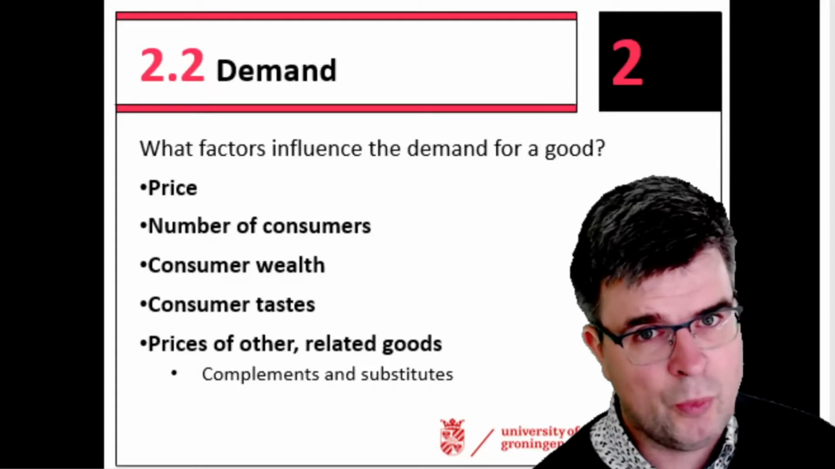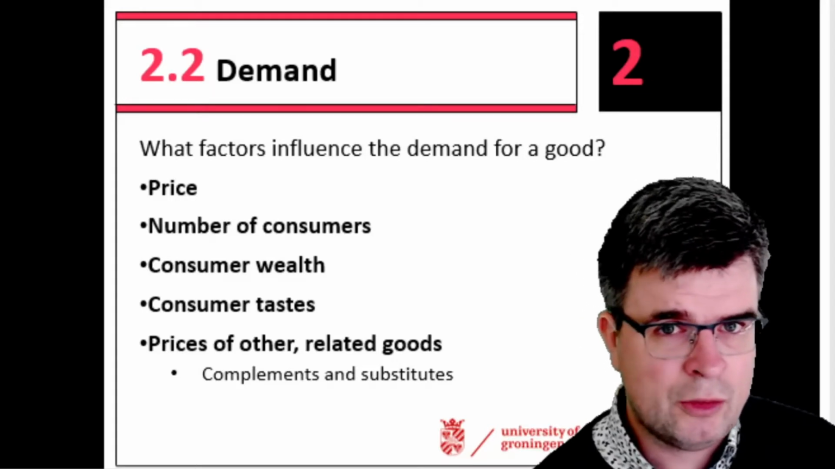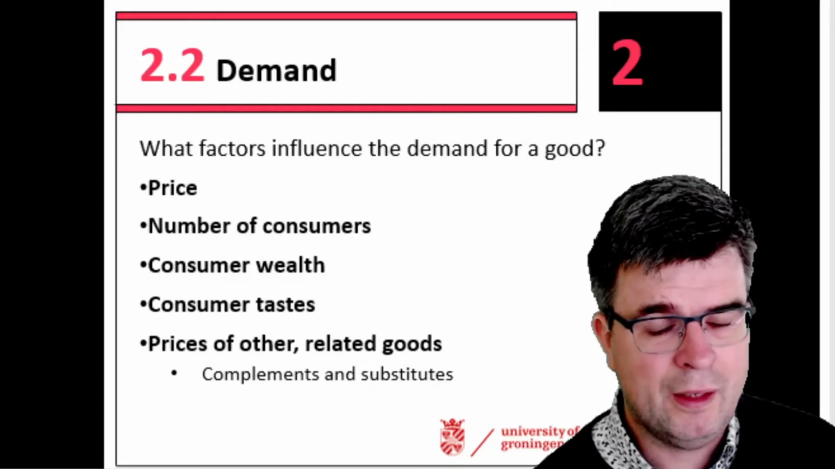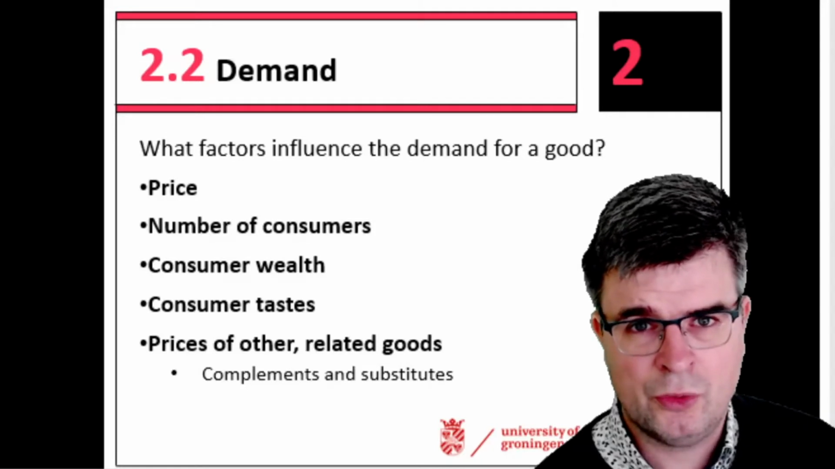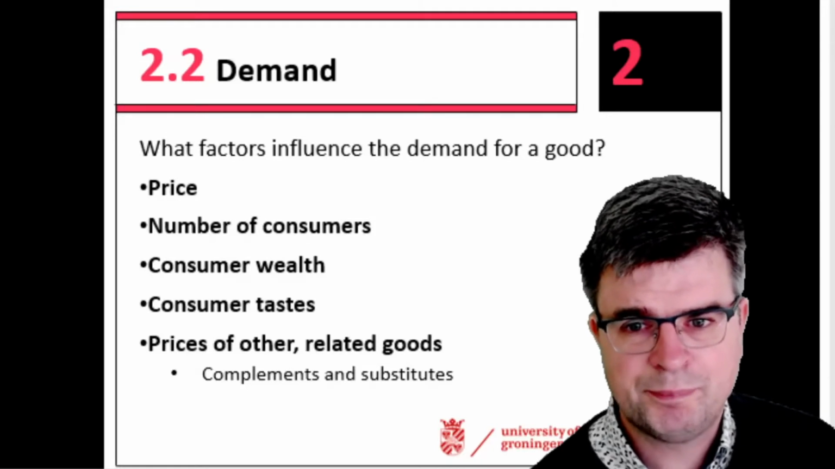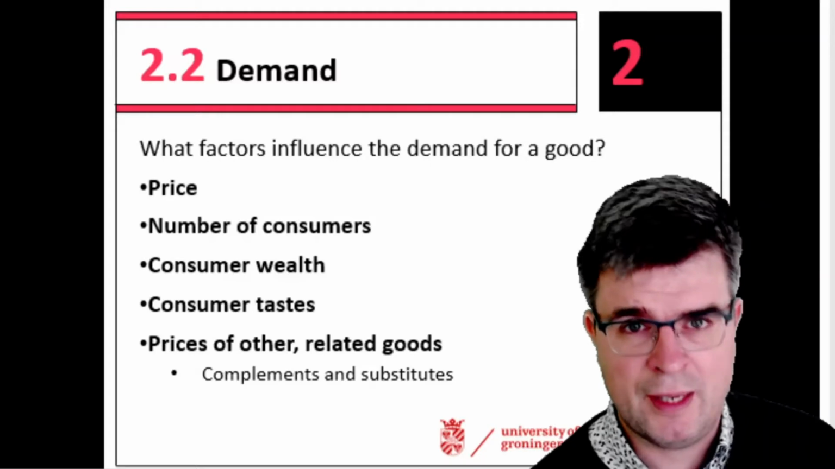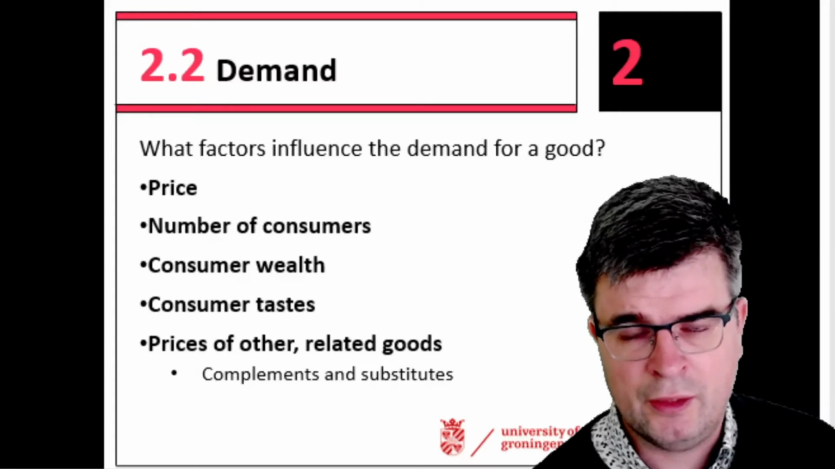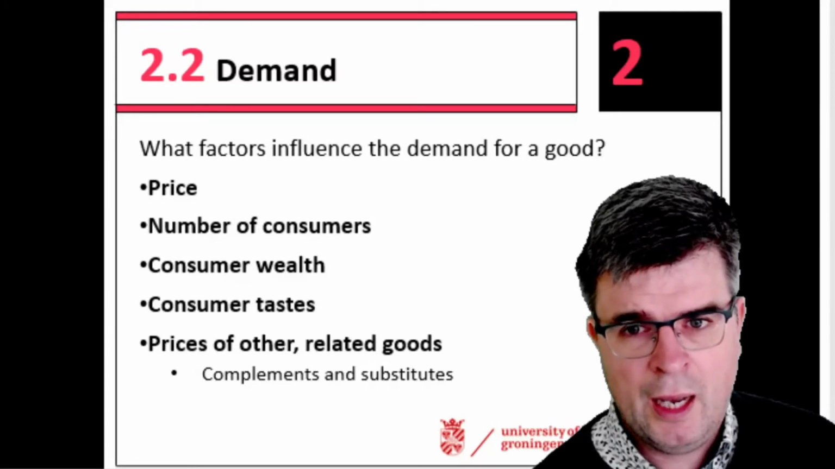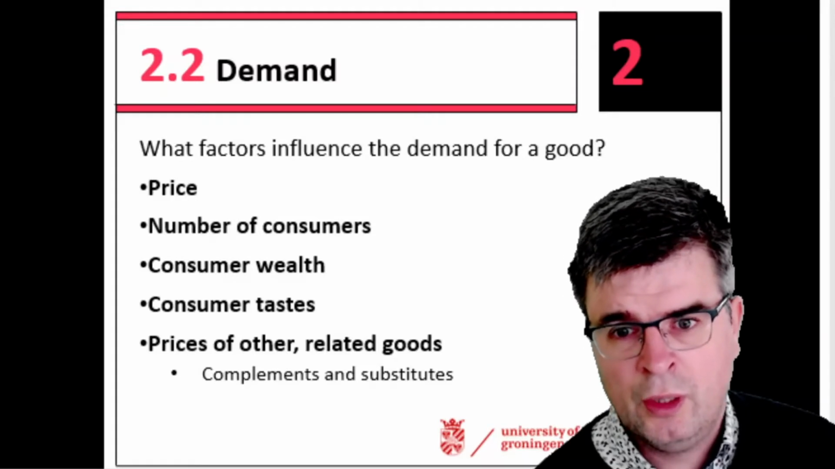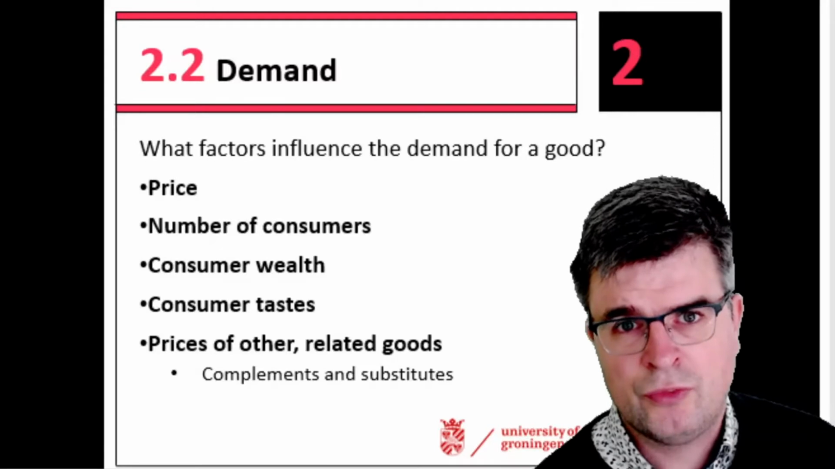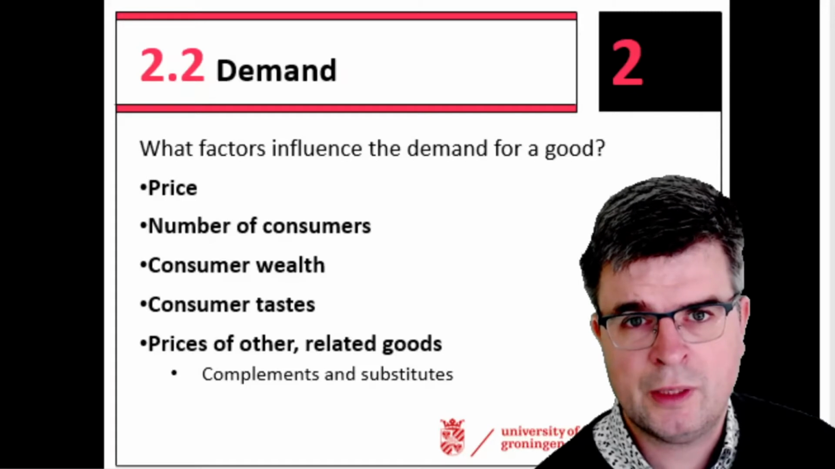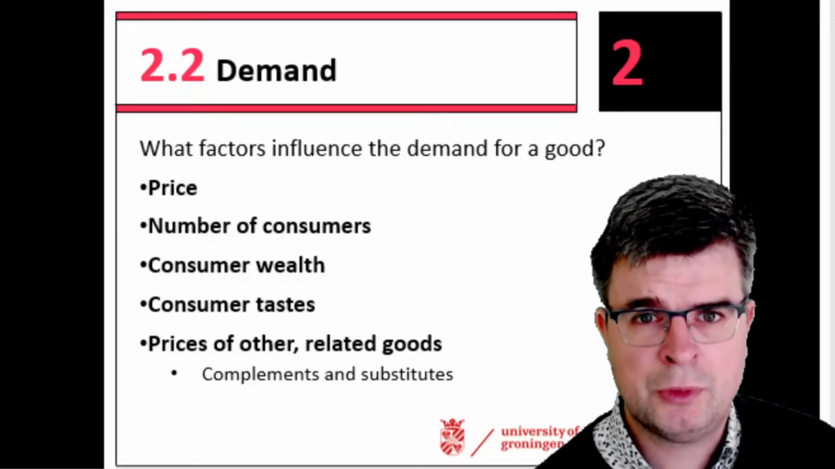So if your wealth increases, you are likely to buy less noodles, but you're maybe likely to buy more cars or to go more often on a holiday. And it also depends on consumer tastes. So consumer tastes, they may also be different at different times. And the demand for a given good also depends on the price of other goods, where we distinguish between goods that are complements to the good that we consider and goods that are substitutes.